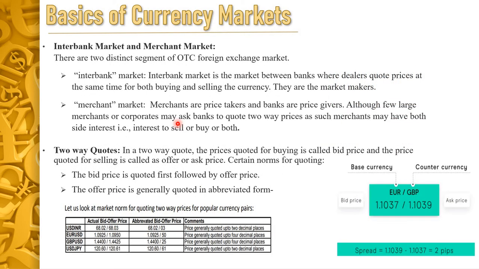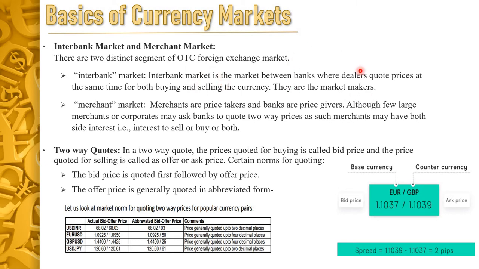Coming to the next slide, we have the interbank market, the merchant market, and the two-way quote. Now, the foreign exchange market has been divided into two distinct segments. One is the interbank market and the other is the merchant market. The interbank market is the market between banks where dealers quote prices at the same time for both buying and selling the currency. So they are known as market makers. Why? Because they are quoting the rate for both buying and selling the currency.